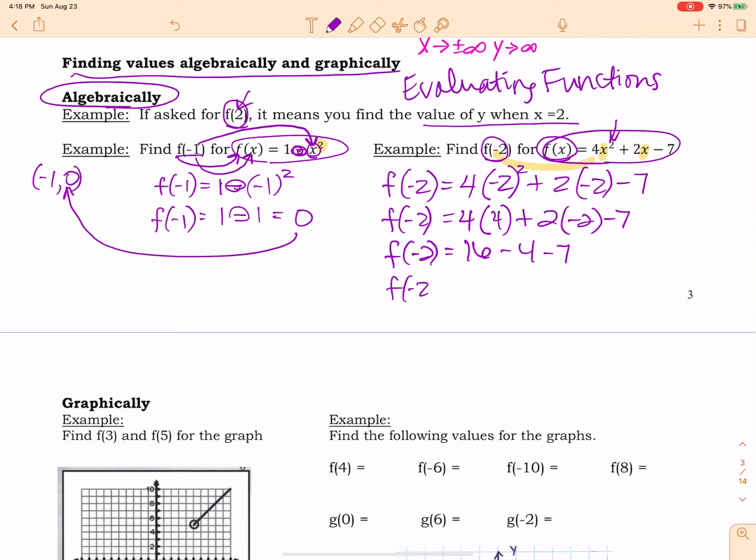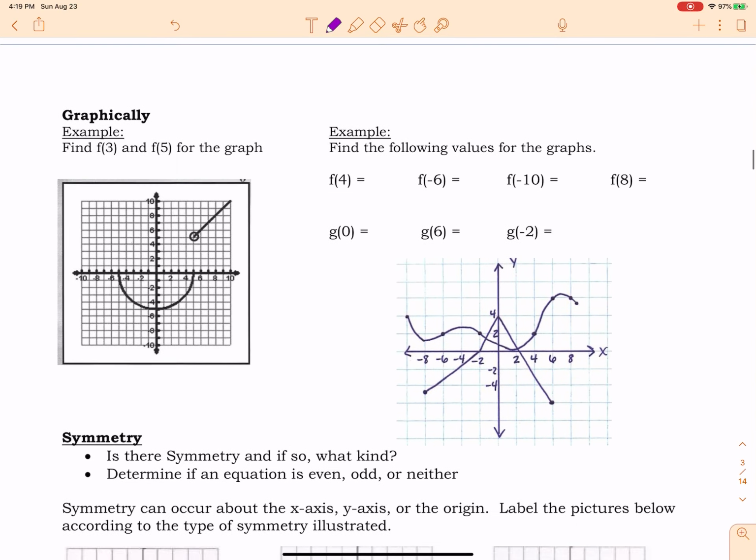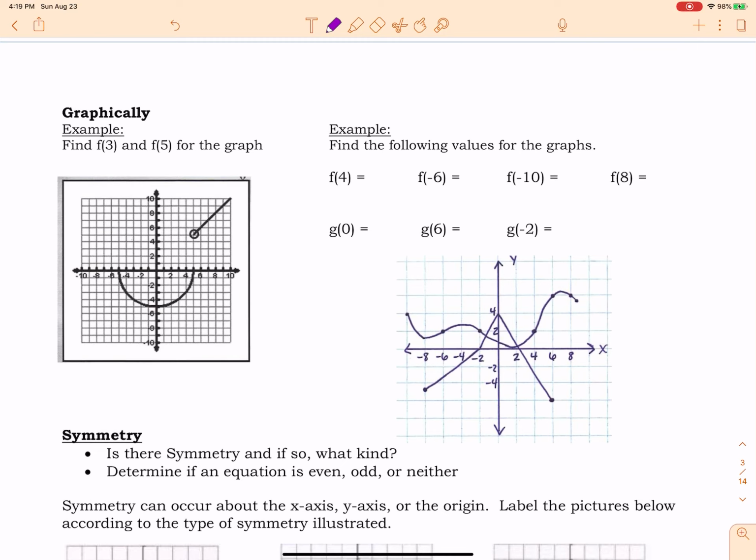So now I am going to just combine like terms. I'm just going to add my numbers. So 16 minus 4 is 12. 12 minus 7 is 5. Okay? So your ordered pair here is negative 2, 5. So that is how we evaluate functions algebraically. All right, so now what I'm going to do is show you how to evaluate them graphically. This is actually a little bit easier.